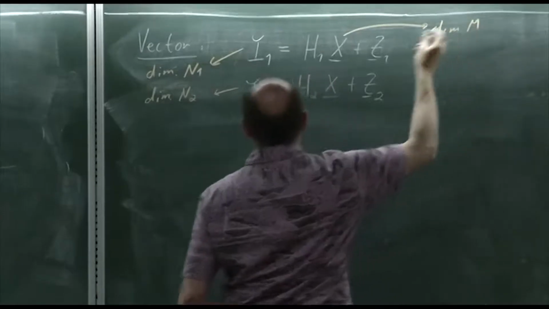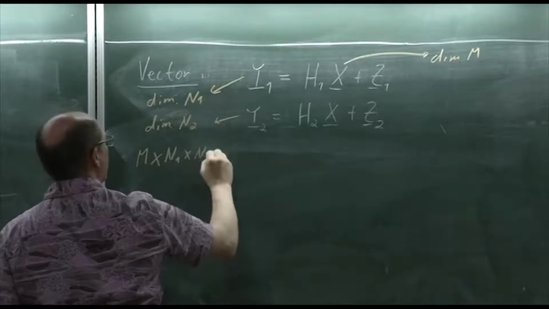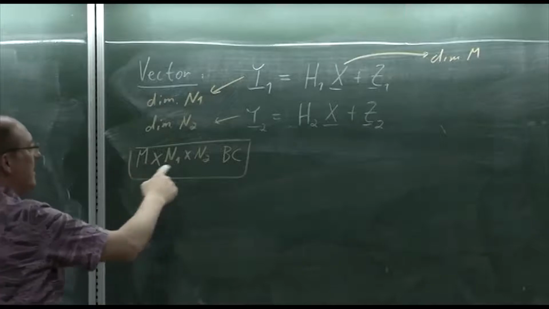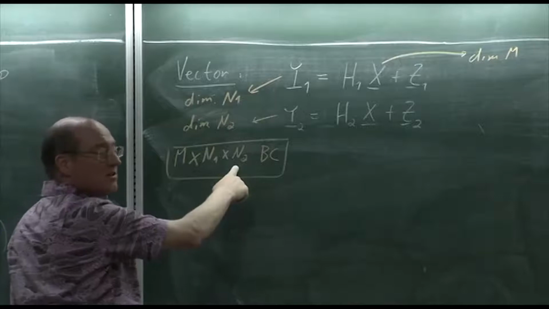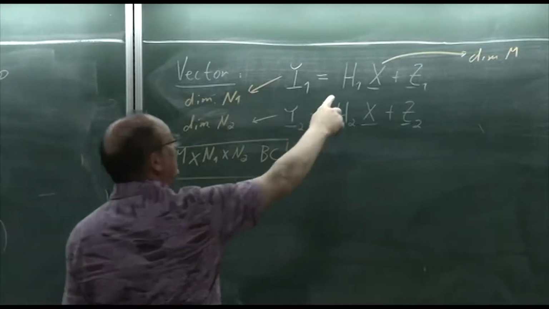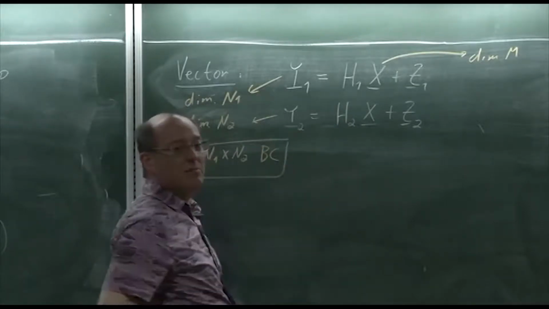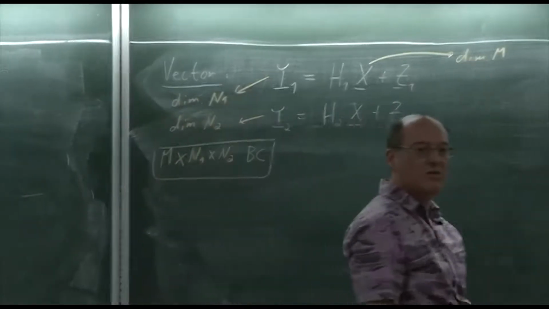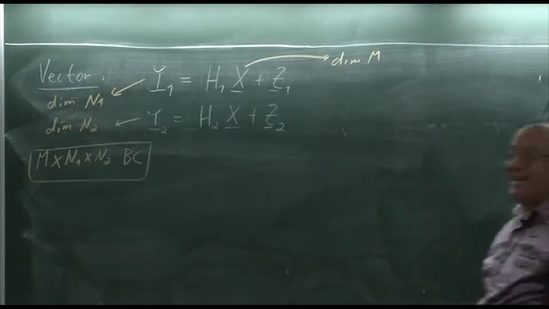So m transmit antennas. We can call this an m by n1 by n2 vector broadcast channel, right? M transmit antennas, n1 receive antennas at terminal 1, and n2 receive antennas at terminal 2. So h1 is an n1 by m matrix, h2 is an n2 by m matrix, and these z's of course have the same dimensions as their corresponding y's. Okay, so that's the vector channel. It looks already quite a lot more sophisticated, but it's just a broadcast channel, right? Turns out it's not degraded in general.